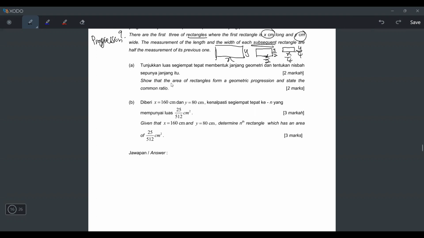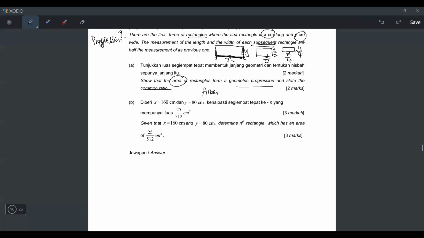Okay, A says: show that the area of the rectangles form a geometric progression and state the common ratio. Okay, let me tell you a common misconception. A lot of students think if the length is half and the width is half, then the area is also half. It's not correct. Because the length is half, the width is also half, but the area will be 4 times smaller. Not 2 times smaller, but 4 times smaller.